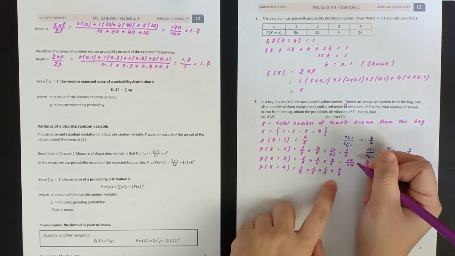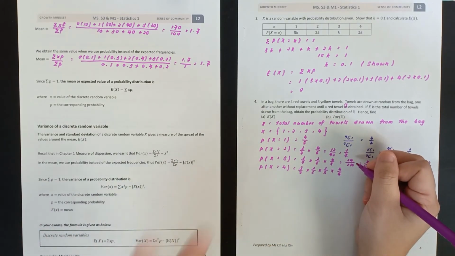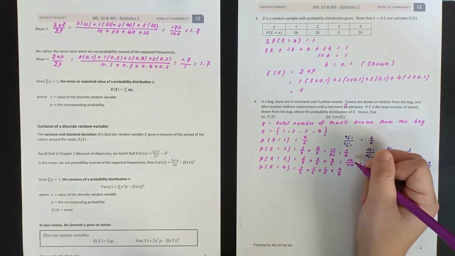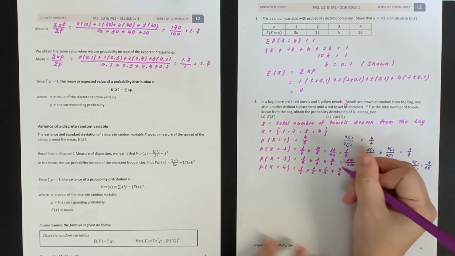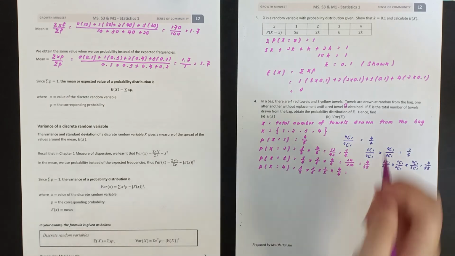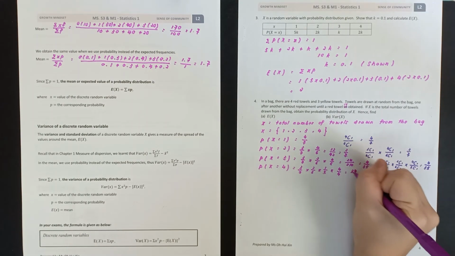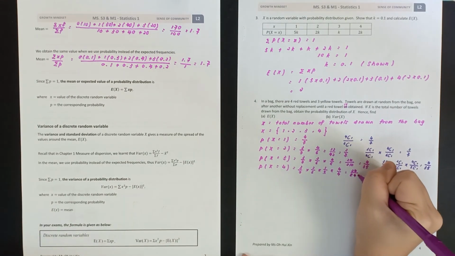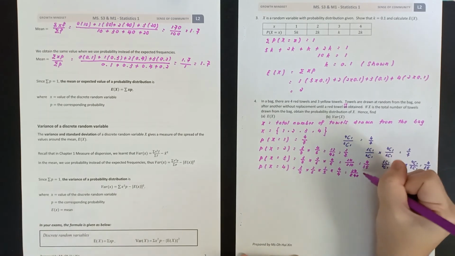Because I already picked all the yellow towers, in the back I only have red towers left. So I know 100% that when I pick it up, I should be able to get the red tower now. So that's why the probability is 1. So when I times them together, I get 24 divided by 840, which gives me an answer of 1 over 35.